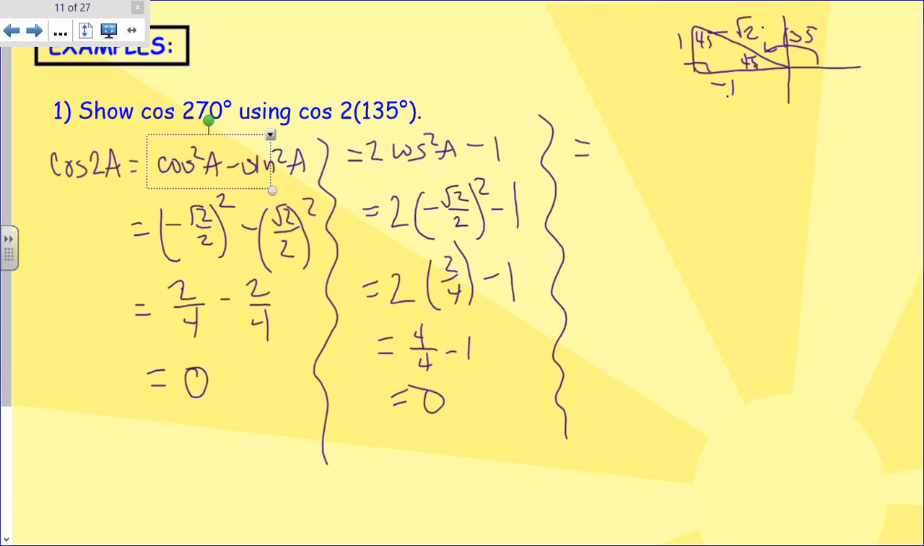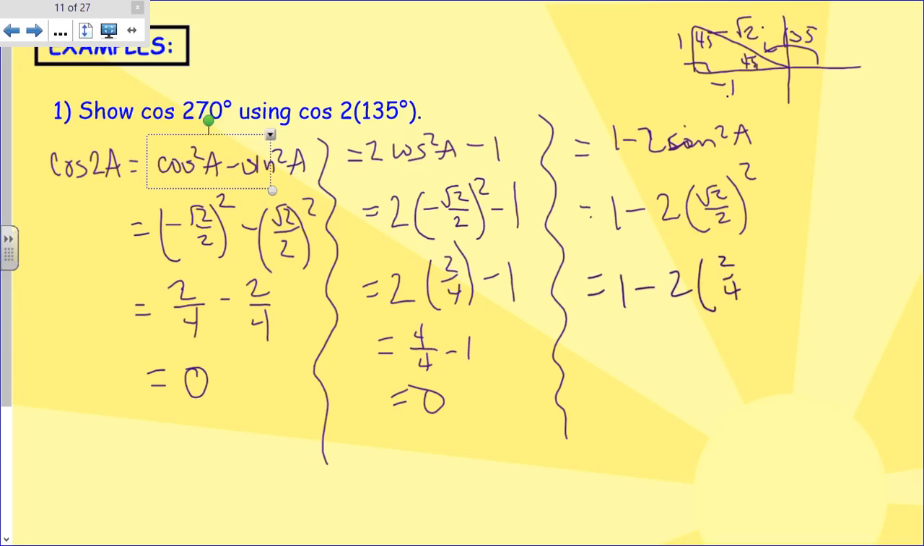And the last formula is 1 minus 2 sine squared a. So it's 1 minus 2. Sine of 135 is radical 2 over 2, because that has not changed. And we have to square that. So 1 minus 2 times, well, radical 2 over 2 squared is 2/4. So 1 minus 4 over 4, so that is 0.